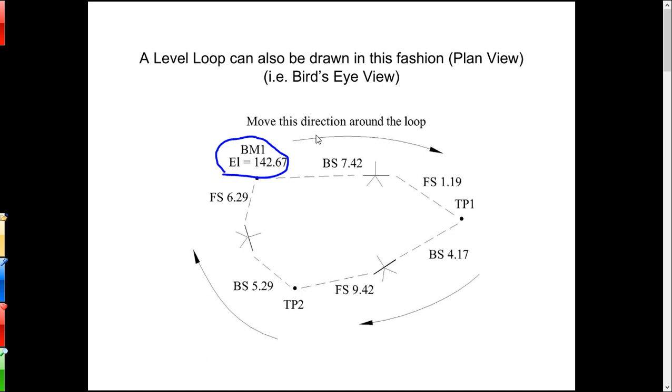In this case here, in this representation, we're working our way around from the benchmark 1 to turning point 1 to turning point 2, and then closing back to benchmark 1. So we're finding the elevations of turning points 1 and 2. This is a plan view. You might think of it as a bird's eye view representation where we're looking down on the loop. This is a handy way to draw them up when you start and end on the same benchmark, as you often do when you're working in industry.